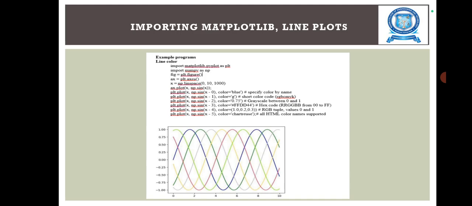Otherwise, you can mention the grayscale between 0 and 1. Otherwise, you can apply the hex code. If you want an RGB tuple, you can mention the values between 0 and 1. Likewise, you can mention each color, and that color will be applied in your graph.